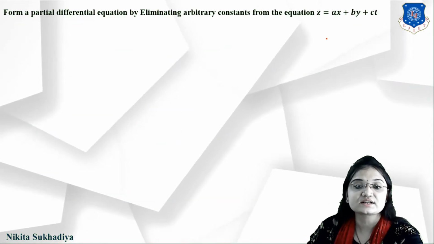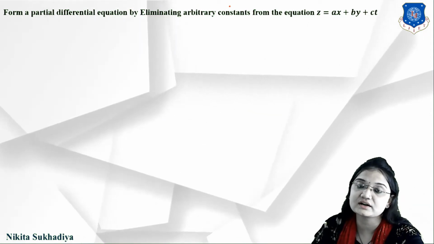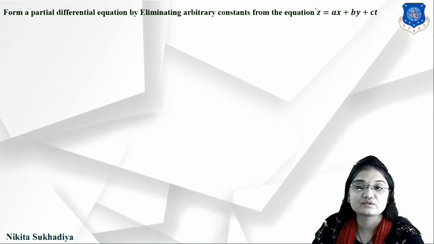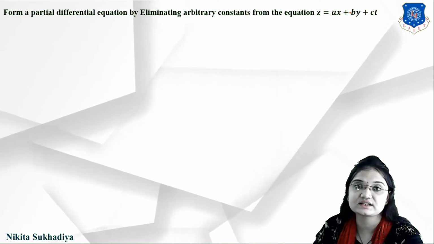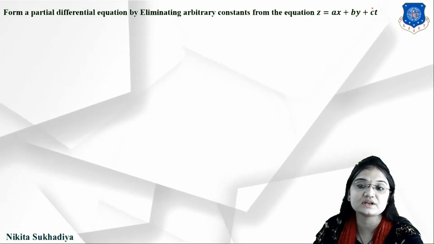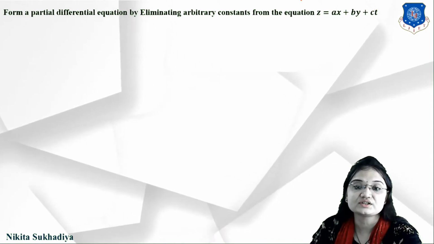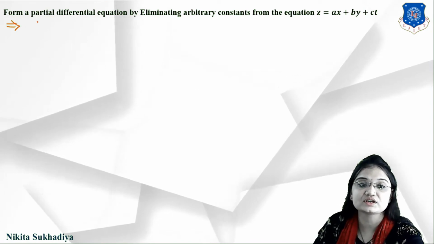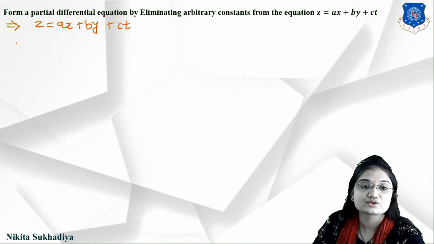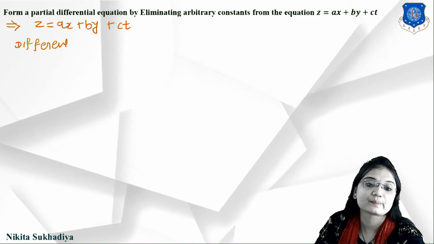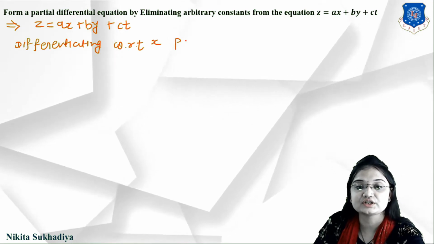Okay, now let us understand with the next example, that is: form a partial differential equation by eliminating again arbitrary constants from the equation z is equal to ax plus by plus ct. Here you can clearly see that our arbitrary constants are a, b and c. So by eliminating these arbitrary constants, we have to form the partial differential equation. Our equation is z is equal to ax plus by plus ct. So take differentiating with respect to x partially.